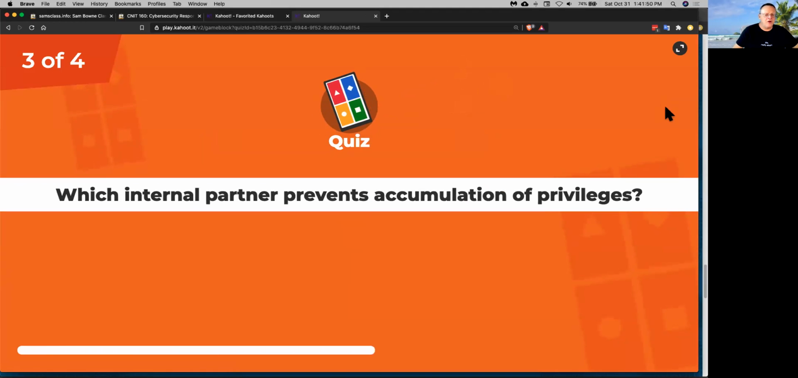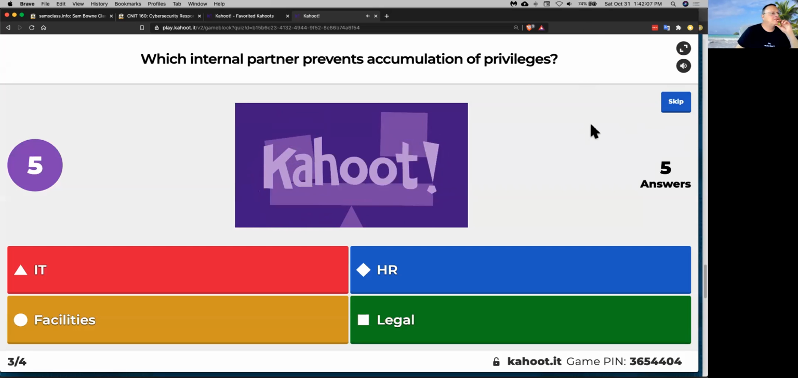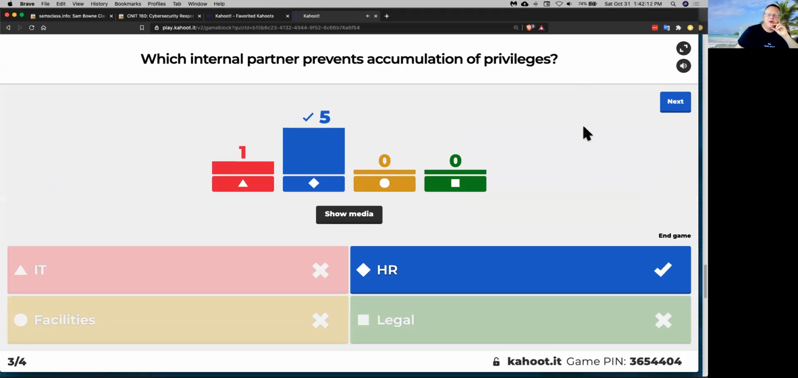All right. What internal partner prevents accumulation of privileges? HR, human resources, is the one that's supposed to know which job category you're in and therefore what you should be allowed to do.